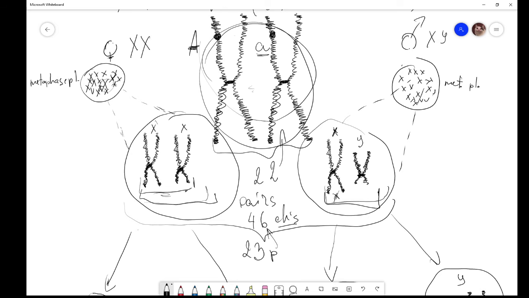What does this mean? This means that a gene that is coded on a Y chromosome will only be expressed in males, whereas a gene that is coded on the X chromosome could be expressed in males and in females.